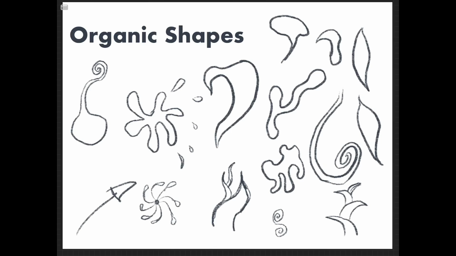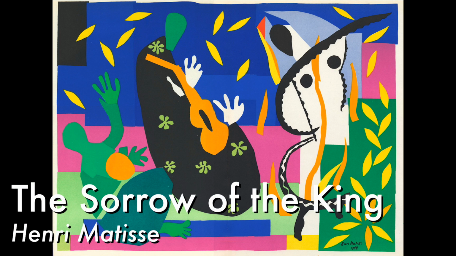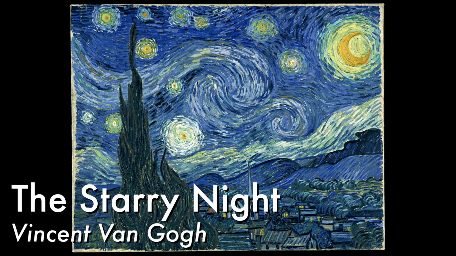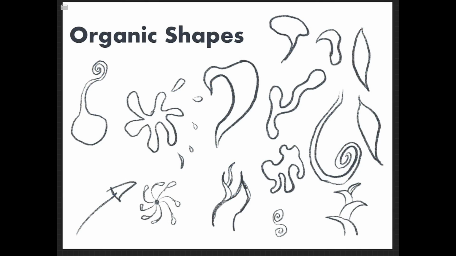So here's a whole bunch of examples of just interesting, fun little doodles that you can make with organic shapes. And here are some famous artworks that use a lot of organic shapes. Now that you've practiced making organic shapes and seen them in other people's artwork, what do you think you can do with organic shapes in your artwork?